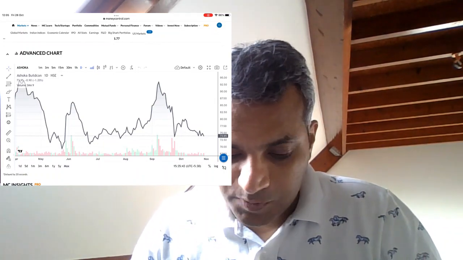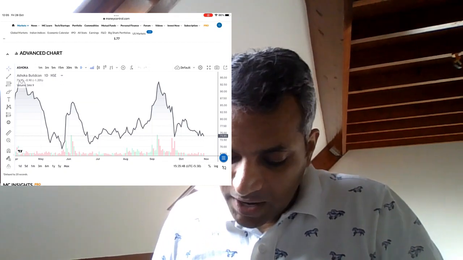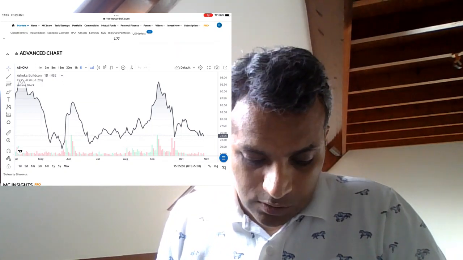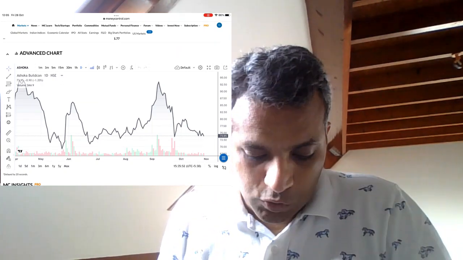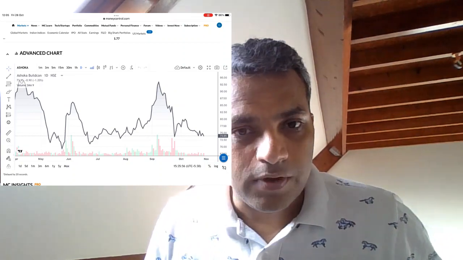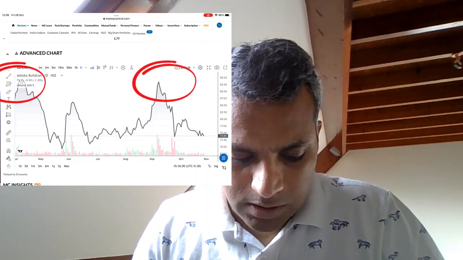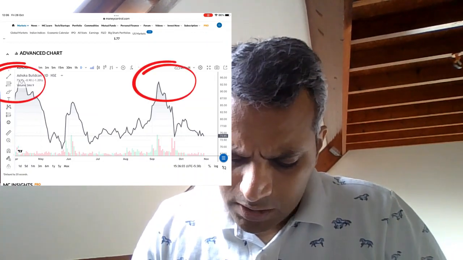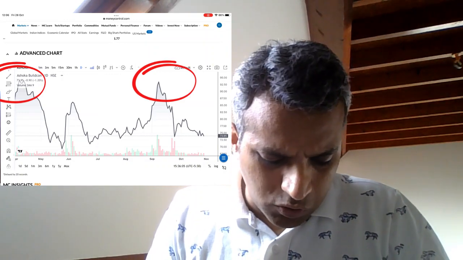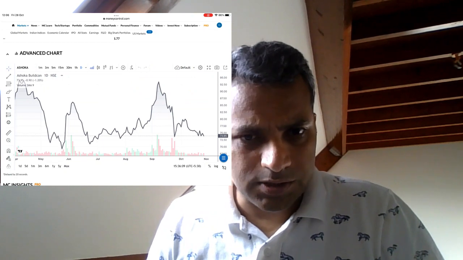Now moving on to the next part of Moneycontrol, which is the advanced chart. By default, the advanced chart shows you the last 6, 7, 8 months of the graph, how the stock's movement has been. As you can see, the stock had hit a high of 92, 95 in September and also in April last year, 2021. After that it has witnessed some decline.